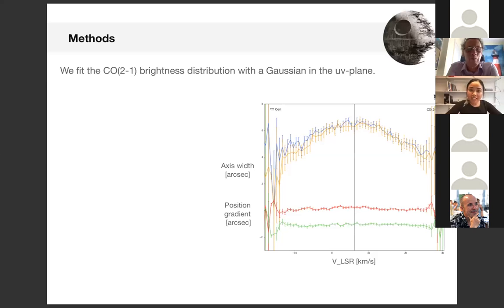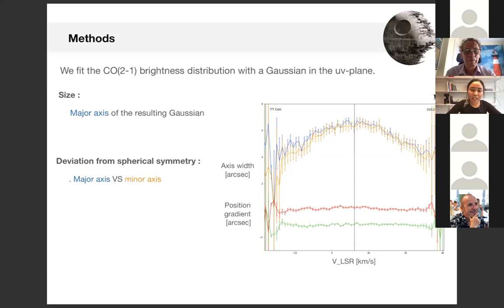So what we did is that we fit the brightness distribution of the CO lines with a Gaussian distribution, and we get something similar to the plot that you see here, which is an example for the star TGSEN. And we take a first estimate of the size as the major axis of the resulting Gaussian that you can see in blue.